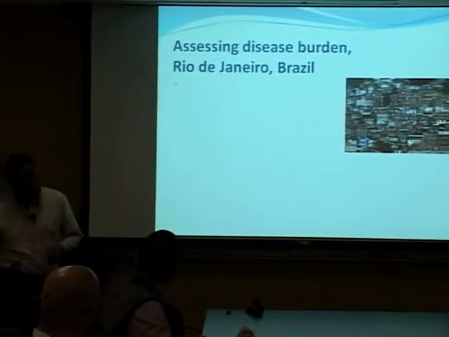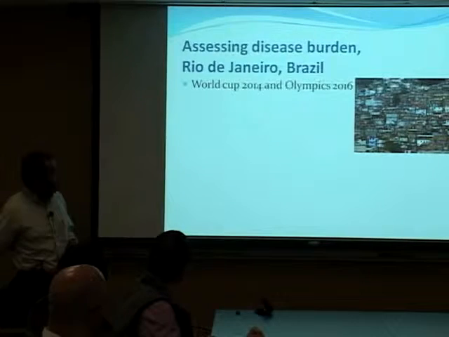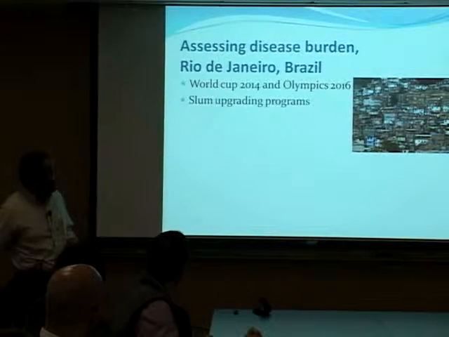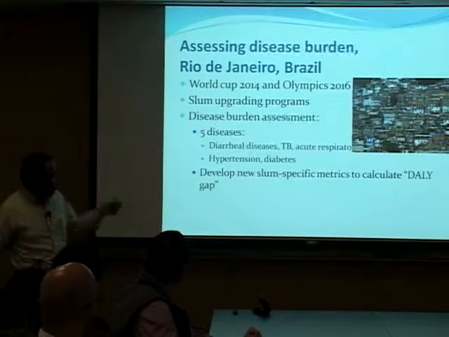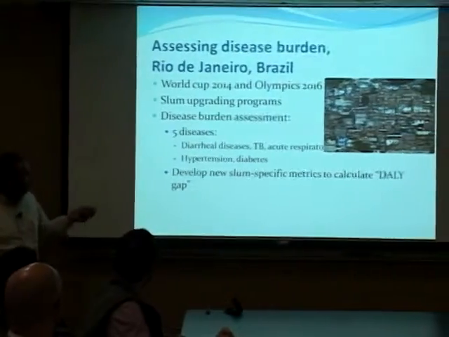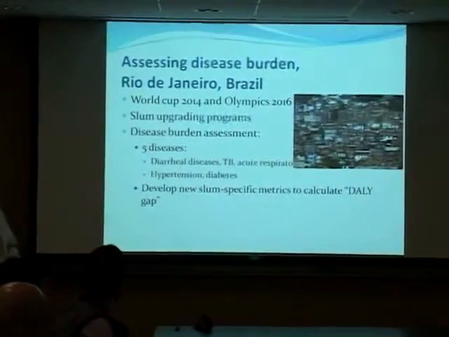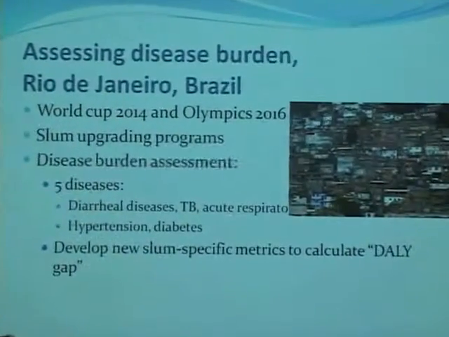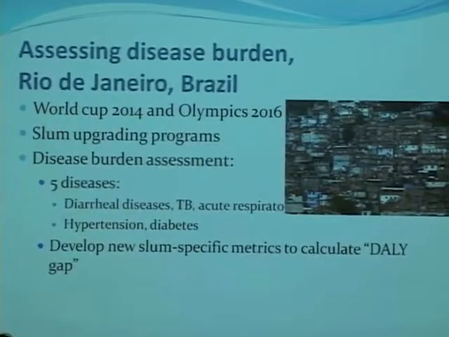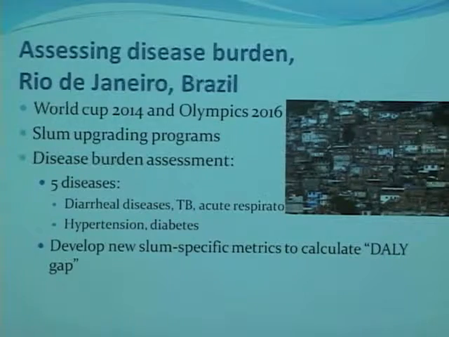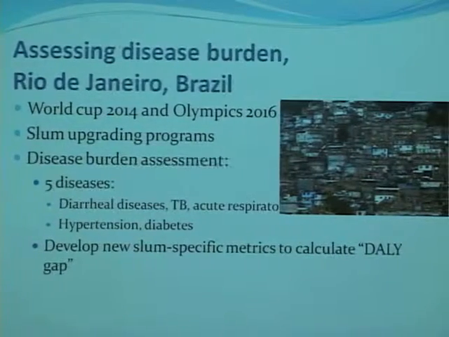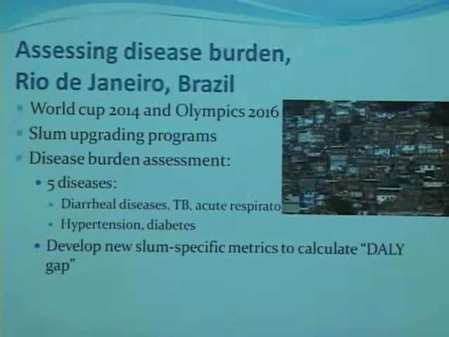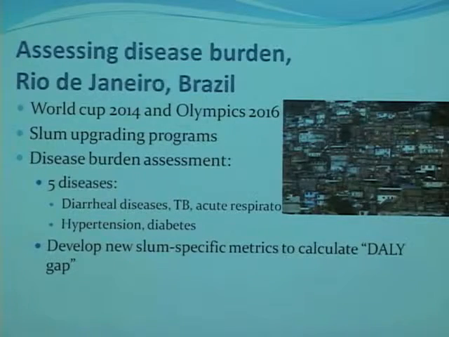And so these are some of the baseline data that Robbie Snyder got. We're going to assess 5 diseases, 3 infectious and 2 chronic, non-communicable. And we're going to develop what are called new slum-specific metrics to calculate DALYs. You know DALYs, right? These are disability-adjusted life years lost. So this is a way to quantitate disease burden.